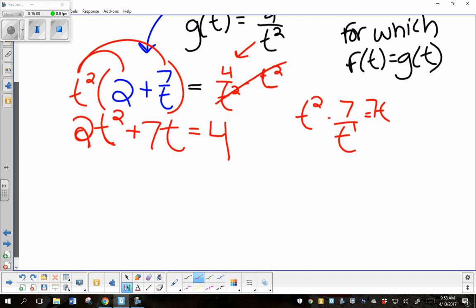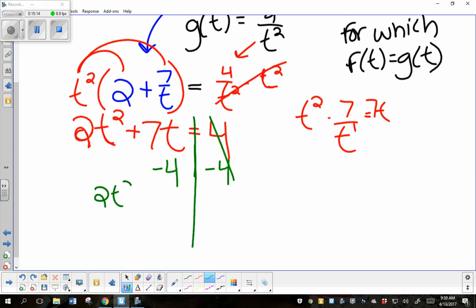So now I've got this nice equation with t squareds and t's. So what do you think I should get it equal to? 0. So let's subtract 4. So I'm left with 2t squared plus 7t minus 4 equals 0.